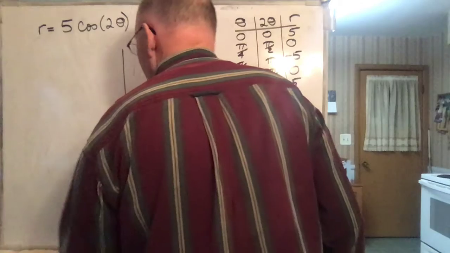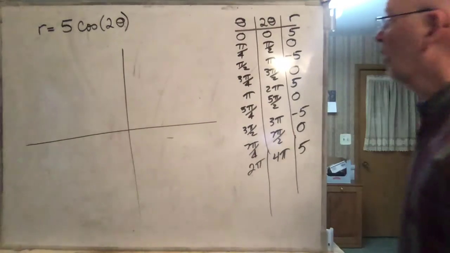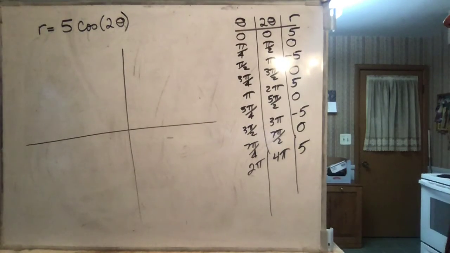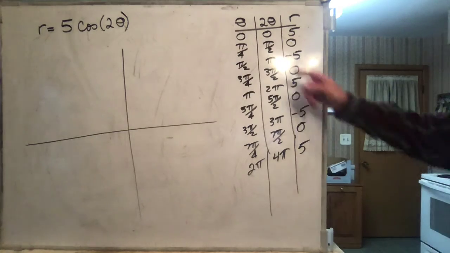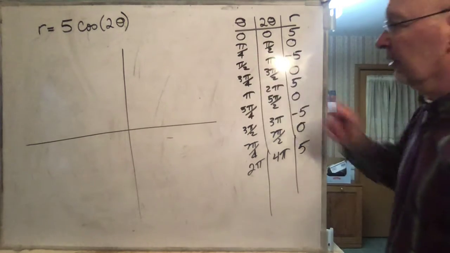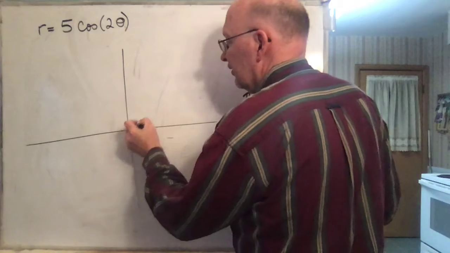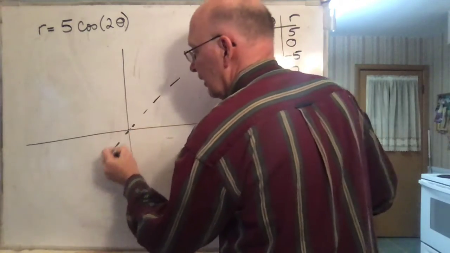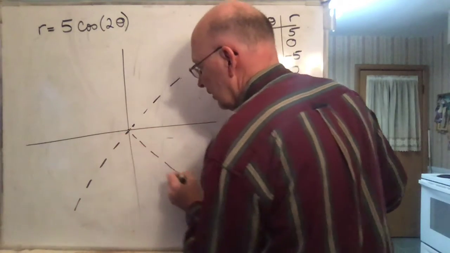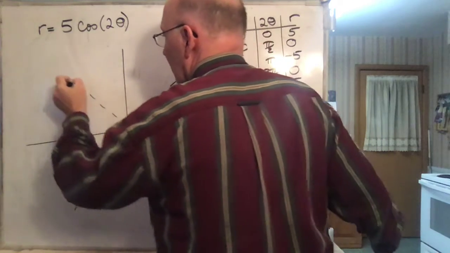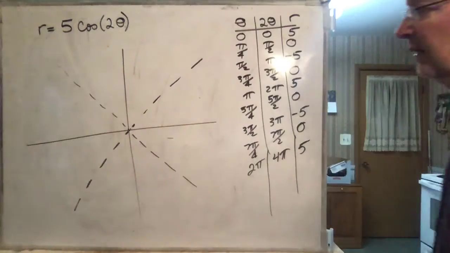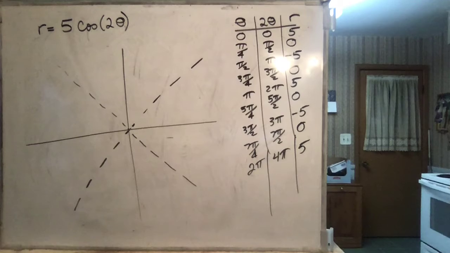So now, what happens as we go around? First of all, we should sketch in these angles here. Pi over 4, that's 45 degrees, so that looks kind of like this. And then here's 3 pi over 4. Okay, there they all are.